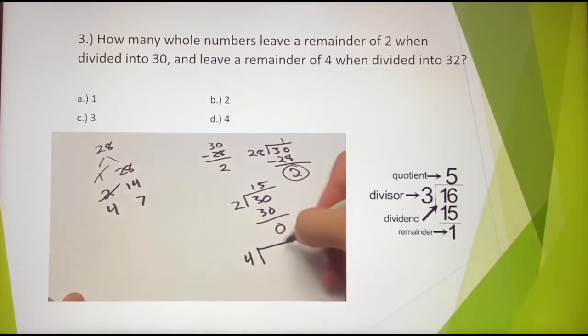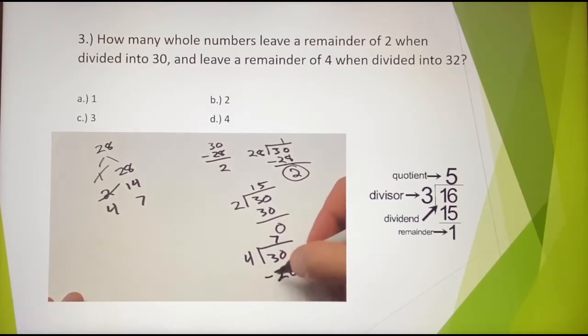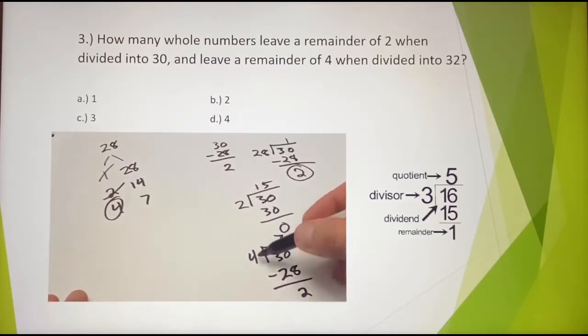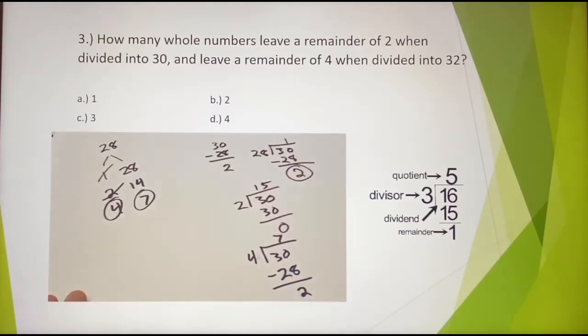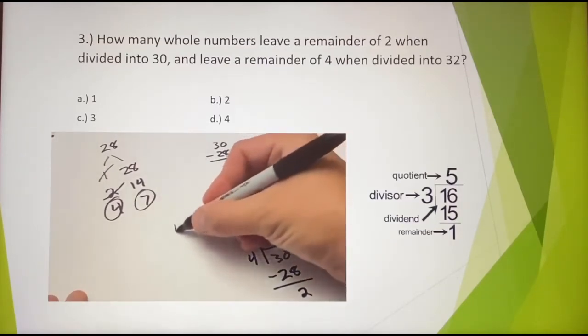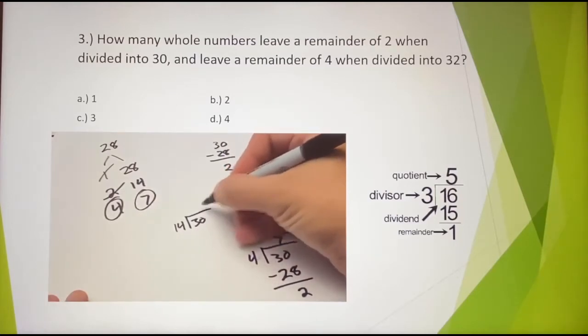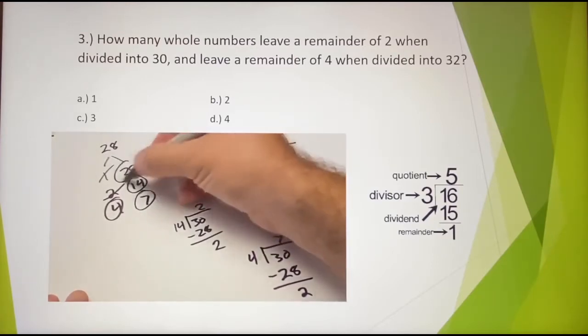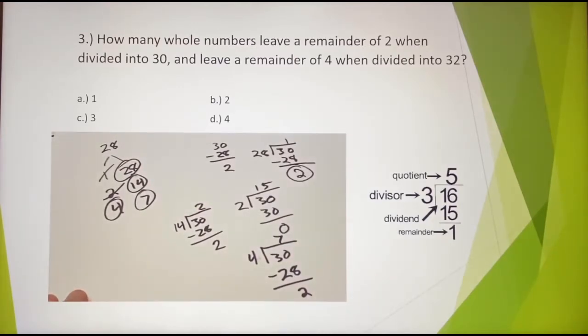4 is going to go into 30 7 times. And there's the 28 again. That's what we want to happen, and it leaves a remainder of 2. So 4 is going to work. And then just by inspection, we know that the 7 is going to work the same way if we just replace the 4 with the 7. And so we can go on and try 14. It's going to go 2 times. There's the 28 that we want with a remainder of 2. So those are our 4 numbers that we're going to be able to choose from to divide into 32 and leave a remainder of 4.